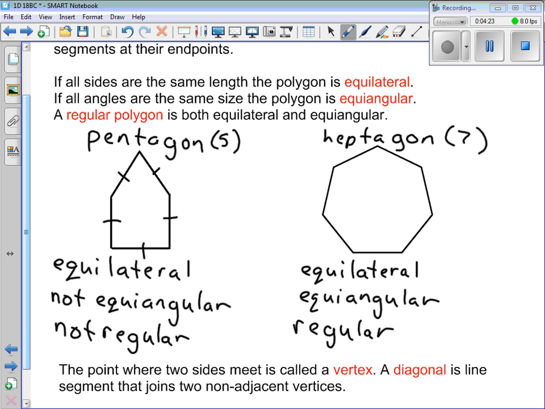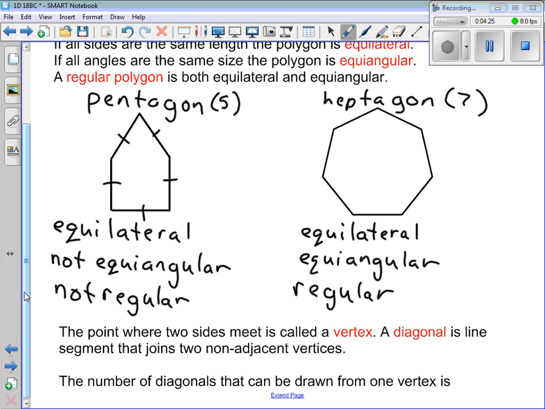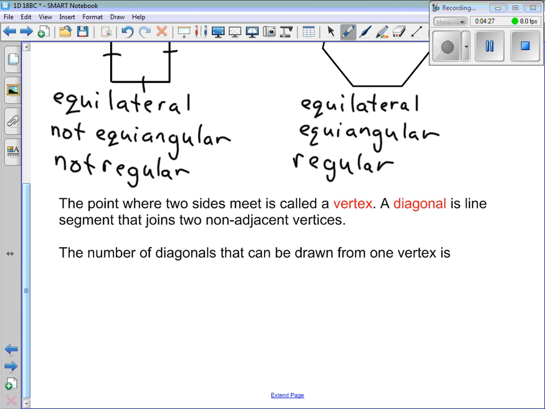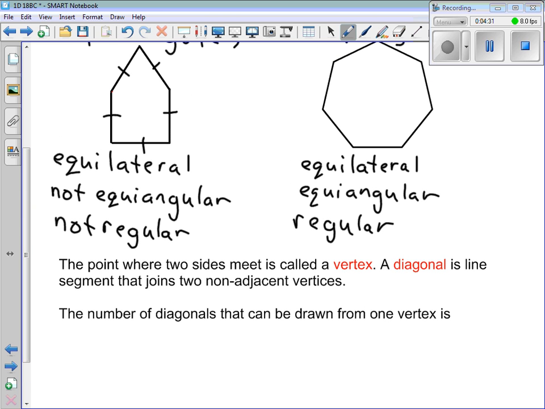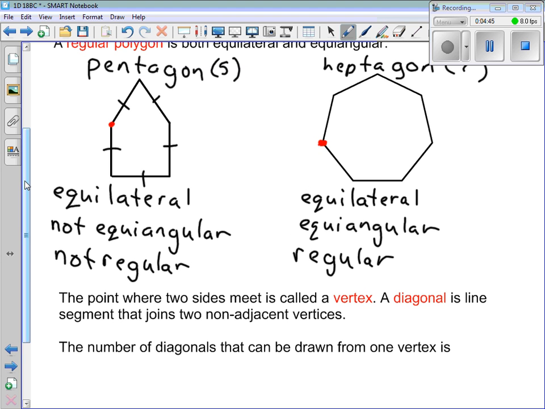Okay. Now, the point where 2 sides meet is called a vertex. So a point like this right here, this is a vertex. Over here, this is a vertex as well. Okay. A diagonal is a line segment that joins 2 non-adjacent vertices. So if I take one vertex here and I draw a straight line going to another vertex, we call that a diagonal.